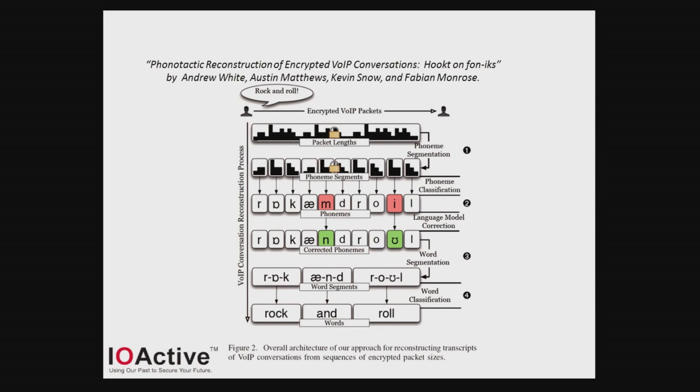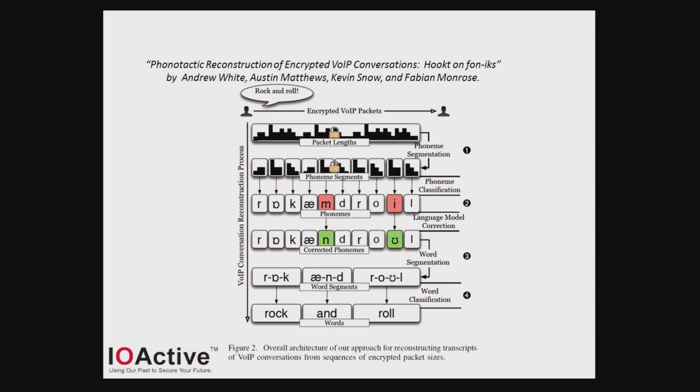Six months ago, this paper came out: phonotactic reconstruction of encrypted VoIP conversations, hooked on phonics. Basically, what they were able to do without breaking the Skype encryption, because Skype uses variable bitrate encoding, is this: depending on the actual sounds being transmitted, more or less data is sent. So they were able to build up this whole model. By doing segmentation, they started with packet lengths and then phoneme segments and then did all this classification on the language and all that.